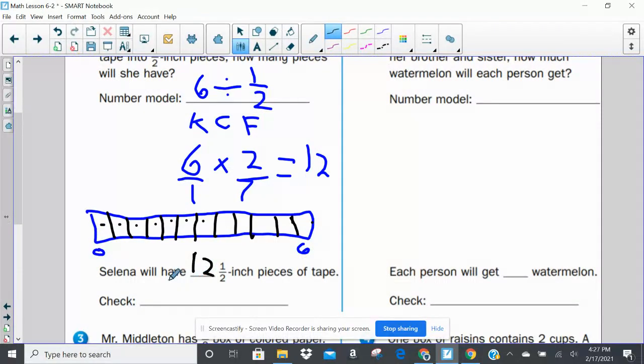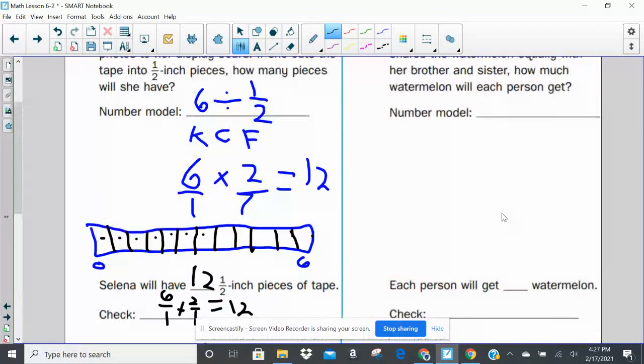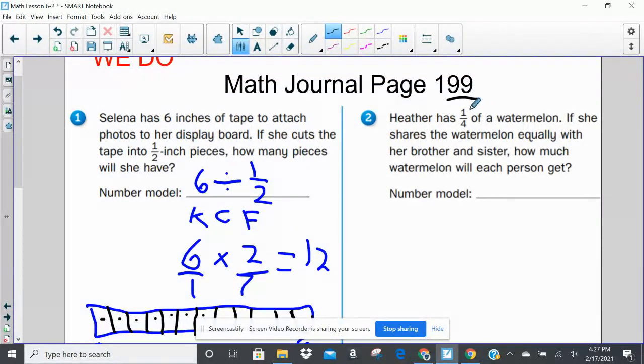How do we check our work? Well, we check it by using our multiplication. So 6 times 1 over 2 over 1, which does equal 12. This is on Math Journal page 199 if you're not with me. Heather has 1/4 of a watermelon. That's all she has, right? And she's going to divide it amongst some people here, it looks like, equally with her brother and sister. So a total of 1, 2, and Heather makes 3.